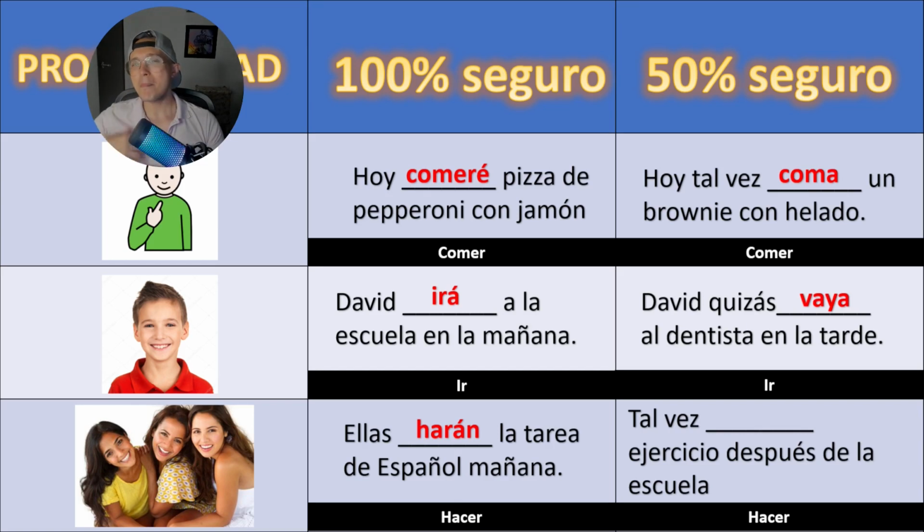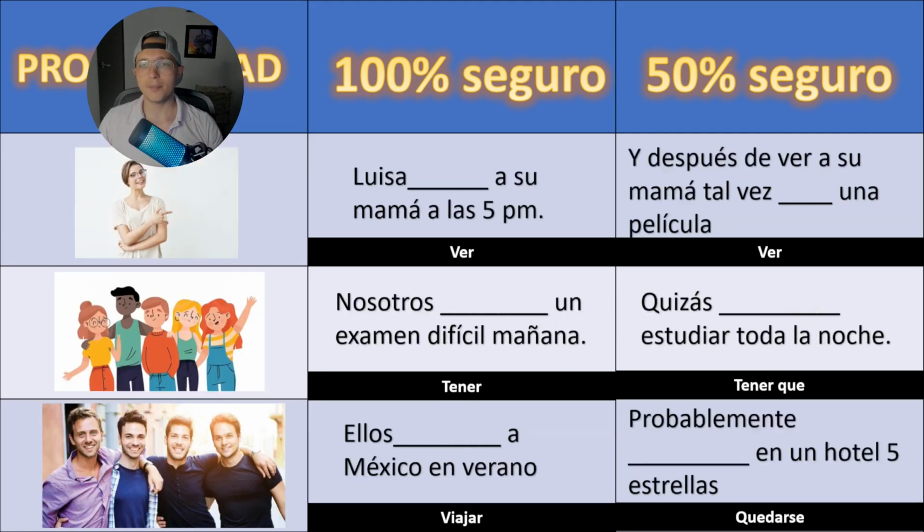But now they may do exercise after school. That's not for sure. So we say tal vez hagan ejercicio después de la escuela. One more time. Tal vez hagan ejercicio después de la escuela. So one is 100% sure, one is 50%.